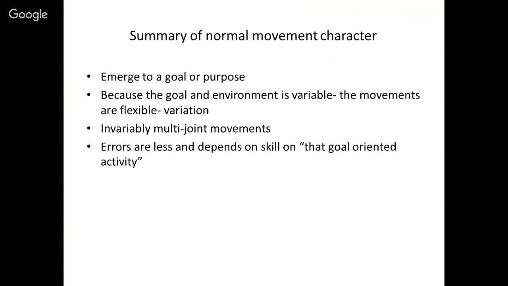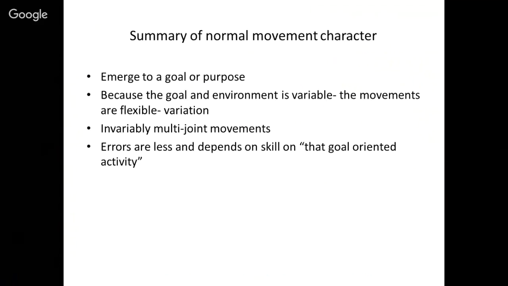So we will just summarize what are the things we have seen until this point of time. So what do you mean by normal movement? The movement emerges for a goal or a purpose, and it is always dependent on the environment, and the environment is variable. So when the environment is variable, our movements are variable depending on the goal, depending on how we are doing it, and things like that. And if you are unskilled, or if you have any disease, in your achievement of the goal there may be errors, or you may not be able to achieve it at all, right? So those are the characteristics of normal movement.